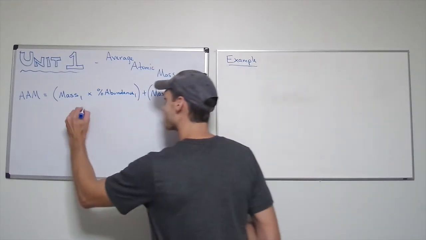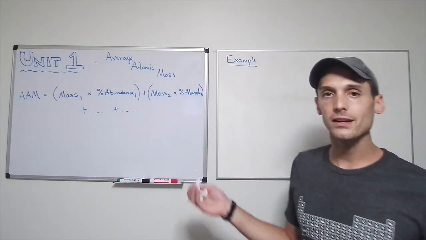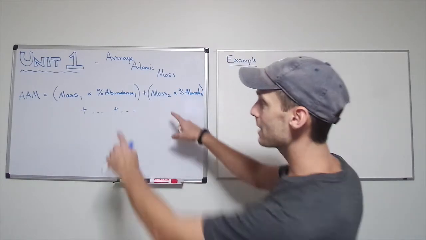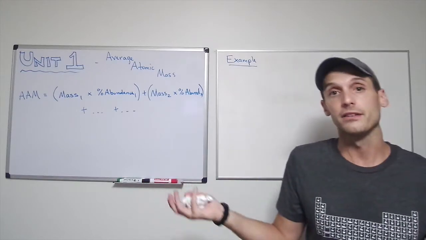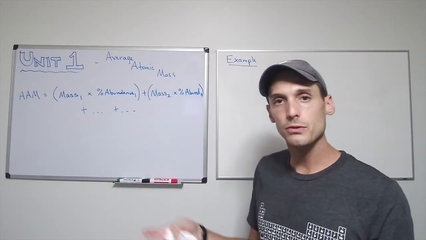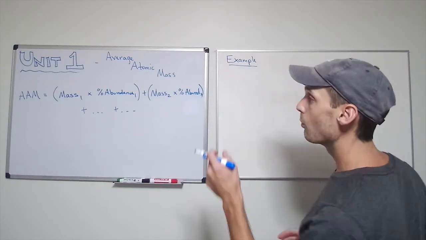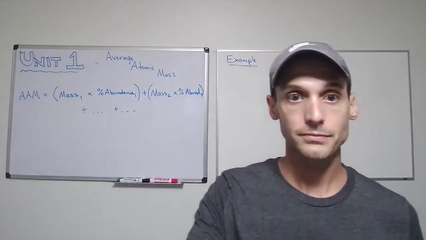And then you add to that the third one. And then you add to that the fourth one. And you do that until you've accounted for all of the isotopes. Now, sometimes you will only have 2 isotopes. Sometimes you'll have 3, 4, or 5. You just keep going until you've accounted for all of those isotopes. That will get you the weighted average atomic mass for a given element.